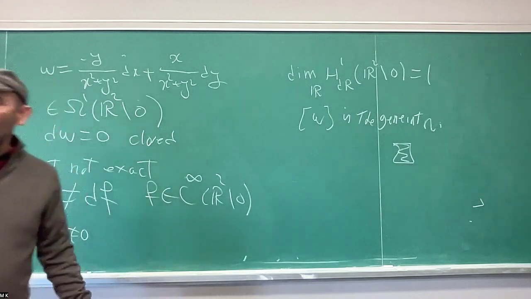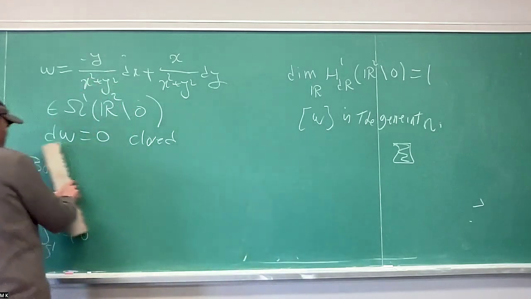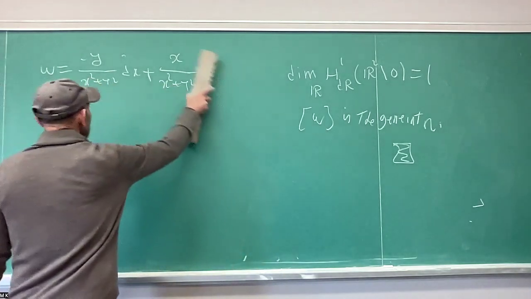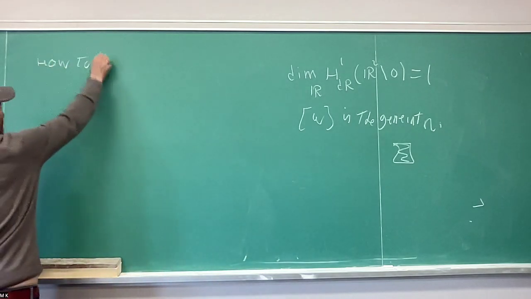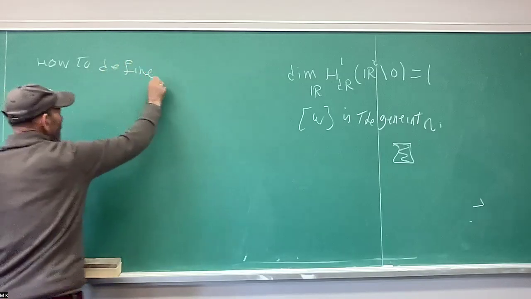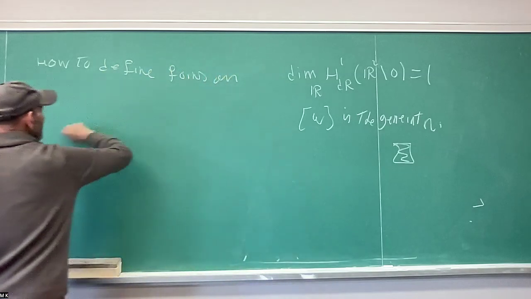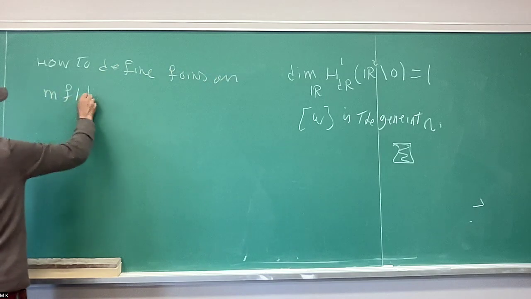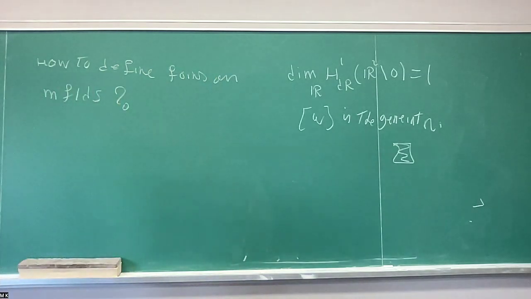But now, if you don't have a question, I'll tell you how to do this over manifolds. That's much more interesting. That's not so trivial, right? So how to define forms on manifolds, I mean differential forms on manifolds. So there are different ways to do that. We have different approaches.